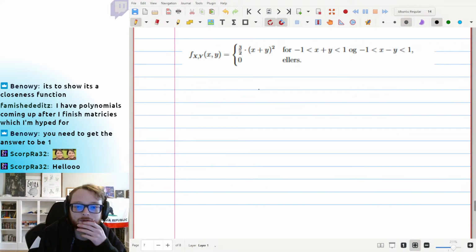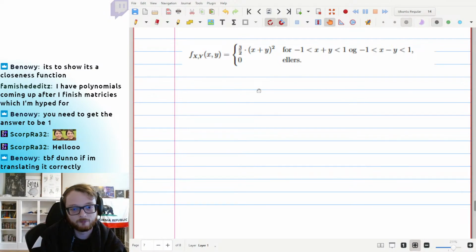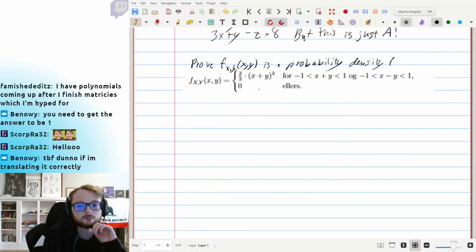So we need to figure out what these bounds are telling us, I guess. Phone's coming after I finish matrices from height 4. Nice, Danish. Yeah, at least the way that I went in my stats class, the question would be like, prove f(x, y) is a probability density function. Yes, that's how I remember it.